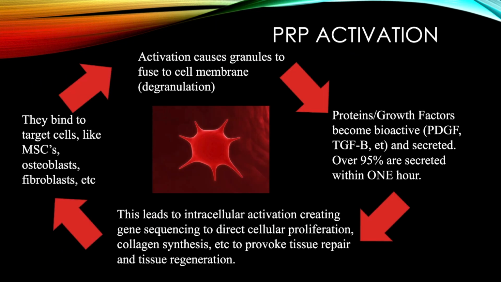So activating PRP is a fairly complicated process, but we'll start at the top here. The activation causes granules in the platelet to fuse to the cell membrane. That's called degranulation. Then it activates the proteins and growth factors, which get secreted, and most of this takes place within 1 hour. It's not really a lengthy delay. This leads to some intracellular activation in the recipient, which creates some gene sequencing, which does all the things that we love about PRP, directing cellular proliferation, collagen synthesis, etc., which provokes tissue repair and regeneration.